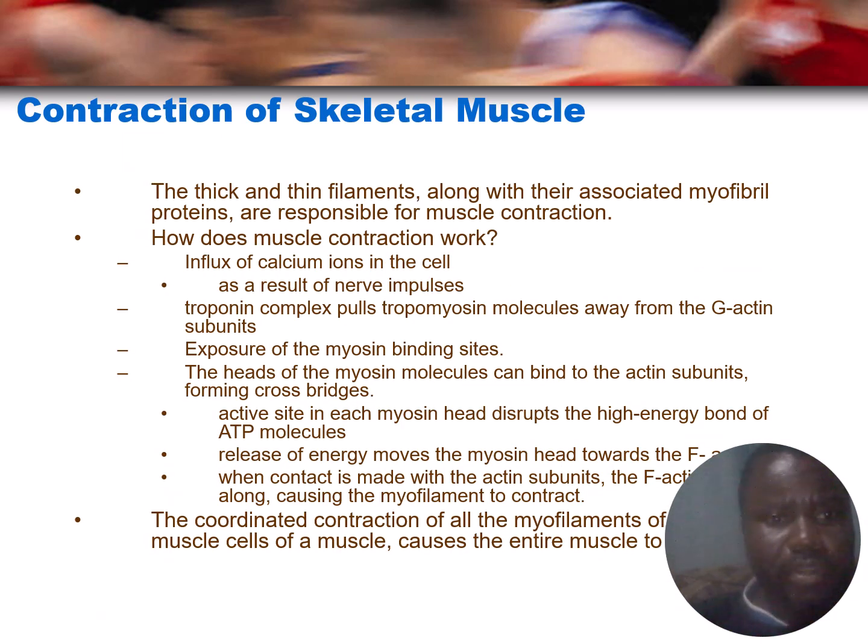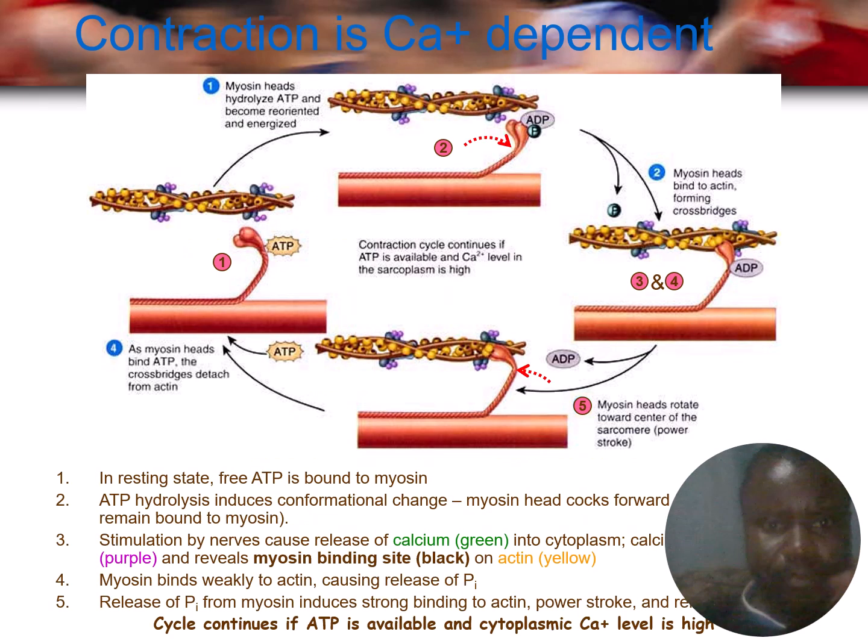So in summary, like I've said, calcium will be released as a result of the nerve impulse, and this leads to troponin being activated. Then the troponin activates tropomyosin, then the tropomyosin changes shape and exposes the binding sites of myosin on the G actin component of the thin filaments.